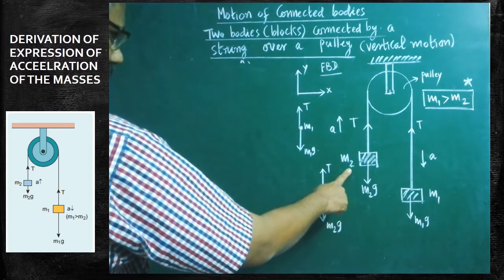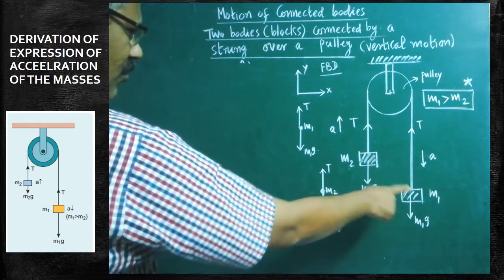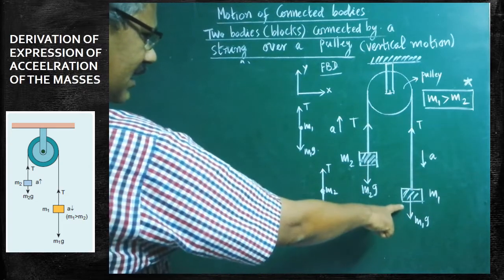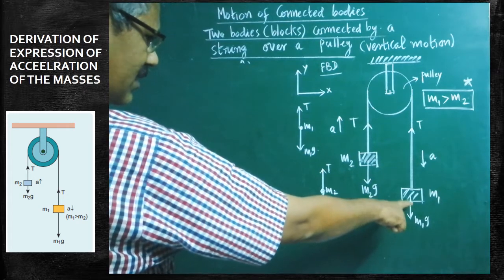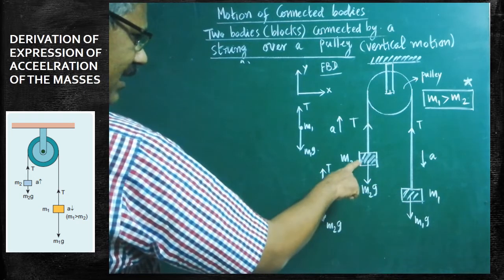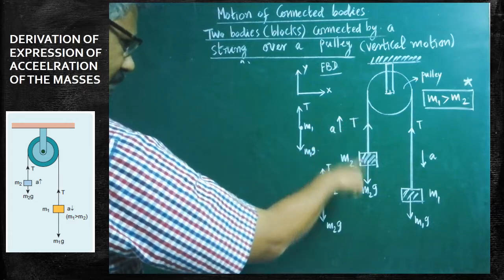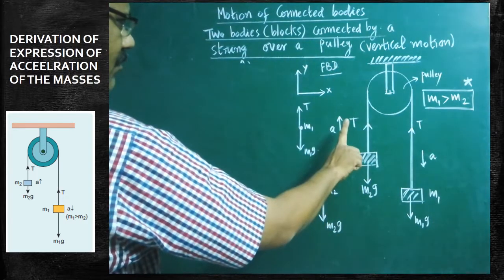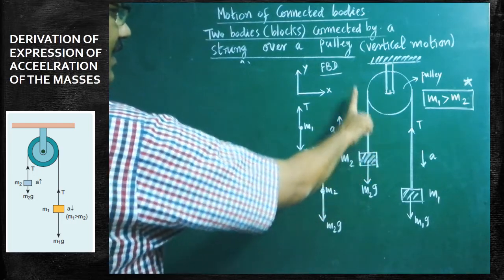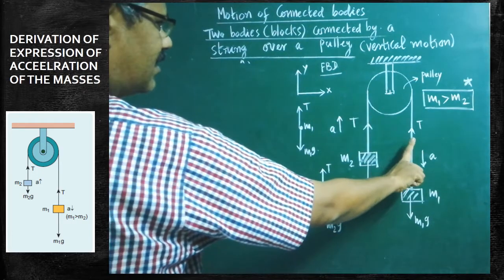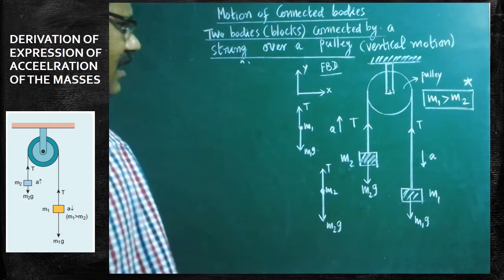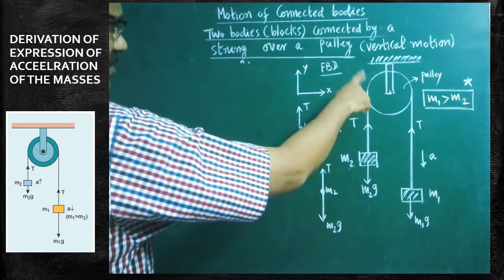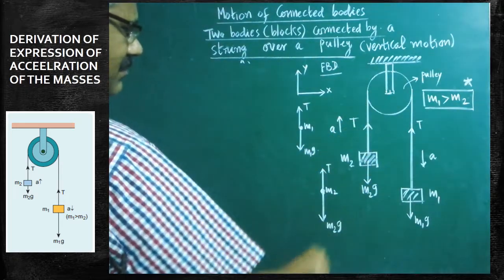Are you clear? Here, on both the two masses, gravitational force is acting towards downward direction. The gravitational force acting on mass number 1 is m1g. The gravitational force acting on the second mass is m2g. Always tension will be acting towards the point of suspension. Here T is acting towards upward direction. Here also tension is acting towards the upward direction. Tension is acting through the string. Are you clear? Along the upward direction.